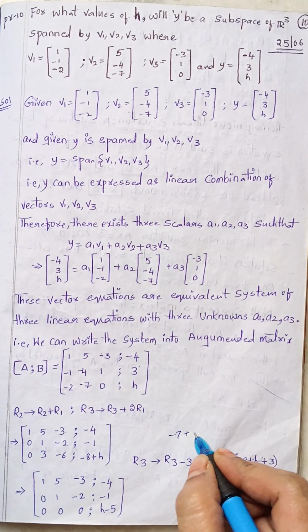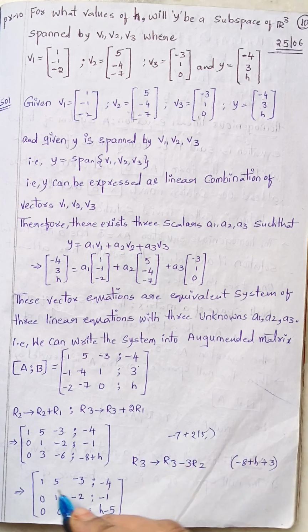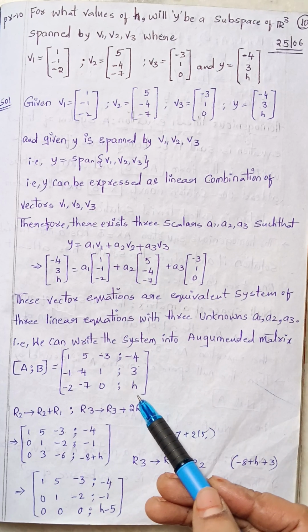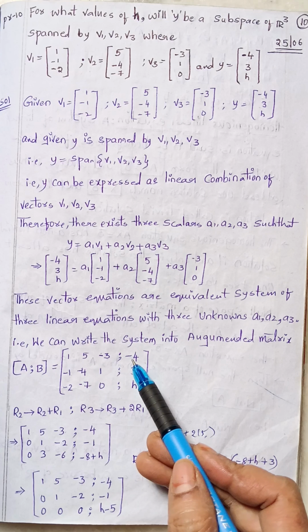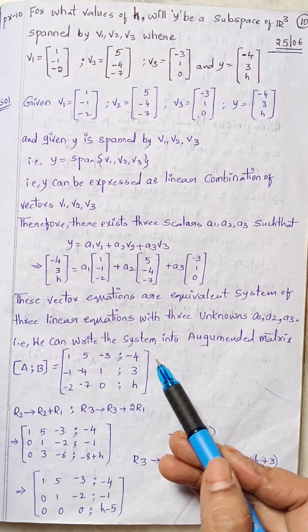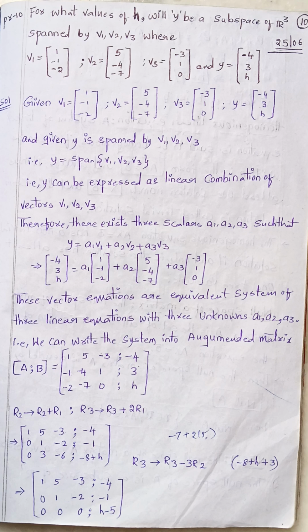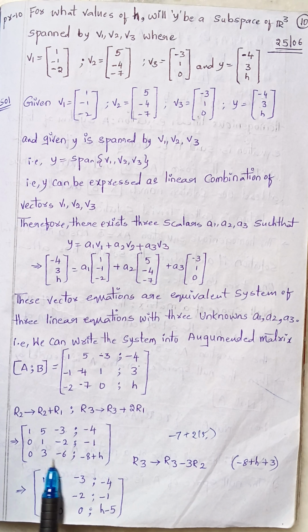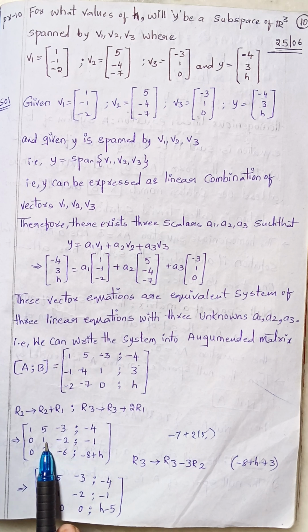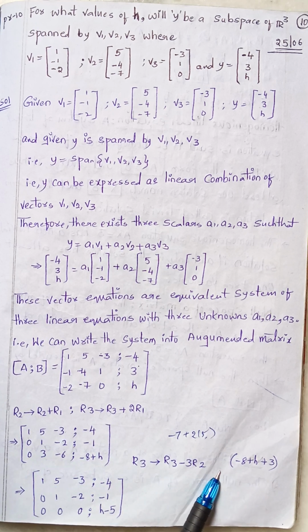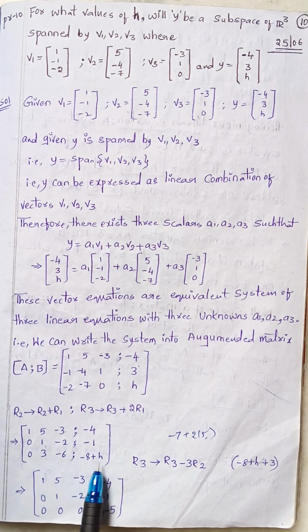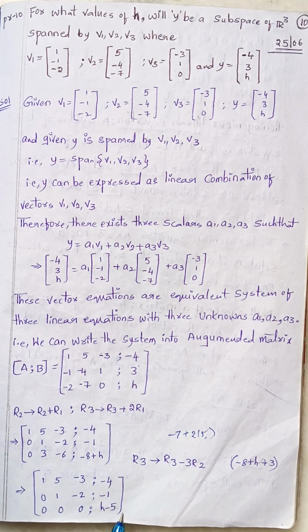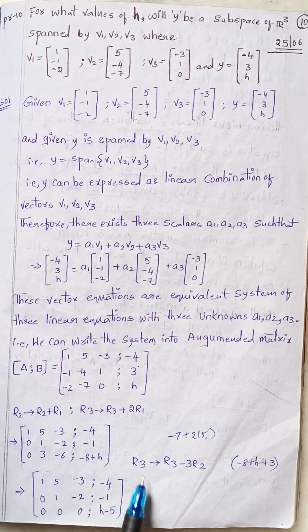R3 plus 2 into R1, 10 minus 7 is 3. Like that we can do. Here R3 plus 2 times this means minus 8, so h minus 8, or minus 8 plus h. Now here also we can convert into 0 by taking R3 minus 3R2. Then it will be 0. R3 minus 3 times, minus into minus is plus 3. 3 minus 8 is minus 5, so h minus 5. Now this is the augmented matrix.